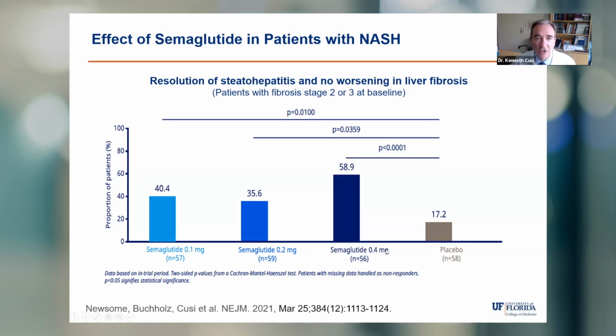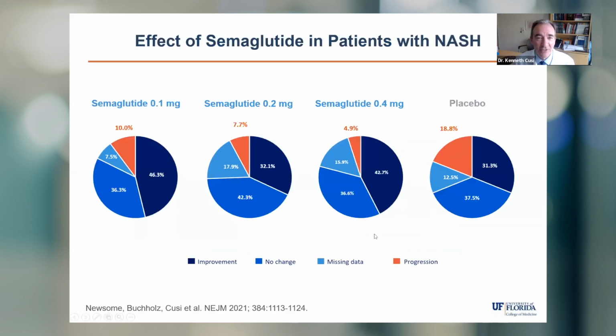The higher dose, which would be equivalent to the weekly dose of 2.4, which is the dose of Wegovy, the anti-obesity formulation, led to about 6 out of 10 improving compared to about 2 out of 10 with placebo. There is lots of controversy about why fibrosis didn't improve significantly. It improved numerically, but didn't reach statistical significance. But I think that we're missing the point. The most important point is here.